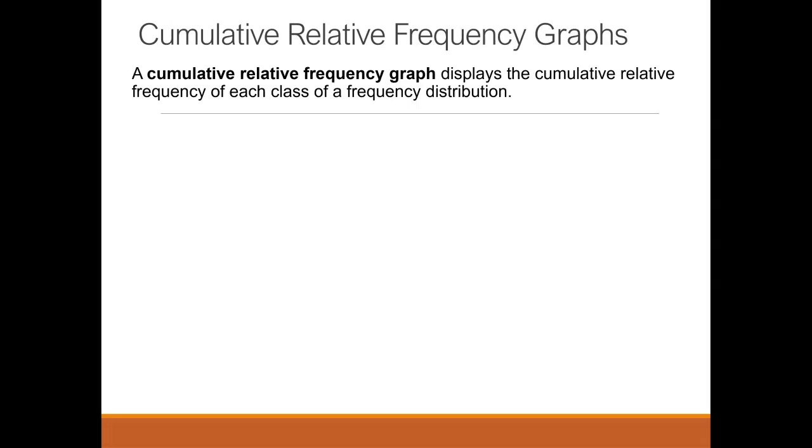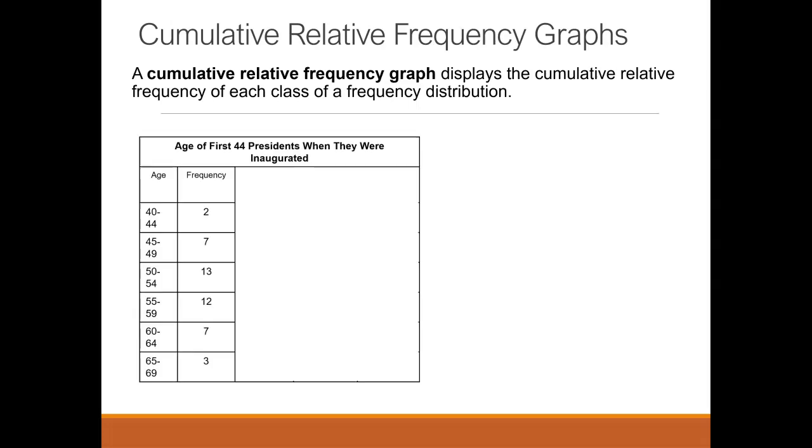Another type of graph is a cumulative relative frequency graph. So this is like a build, like it's building up. The last data point is always going to be 100% because at the end of your distribution, you have 100% of your data accounted for. So let's look at an example.